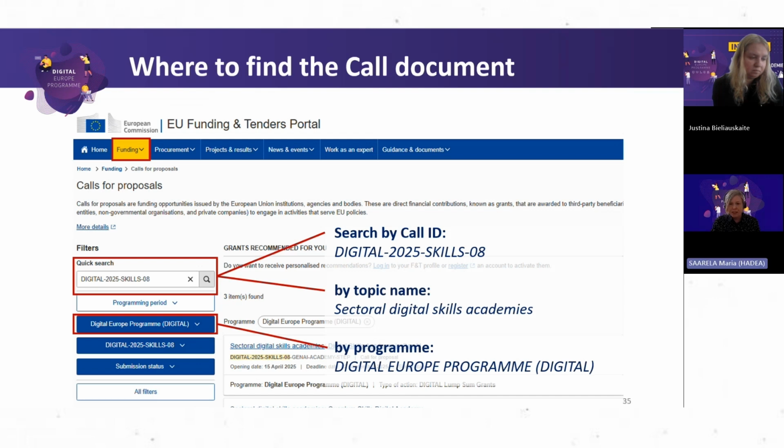This search function has been improved, so it's quite easy, even with keywords, to find the calls in the portal. I have also included direct links in the slide, so it will be very easy for you to find the information. You can also search by the Digital Europe program if you wish.